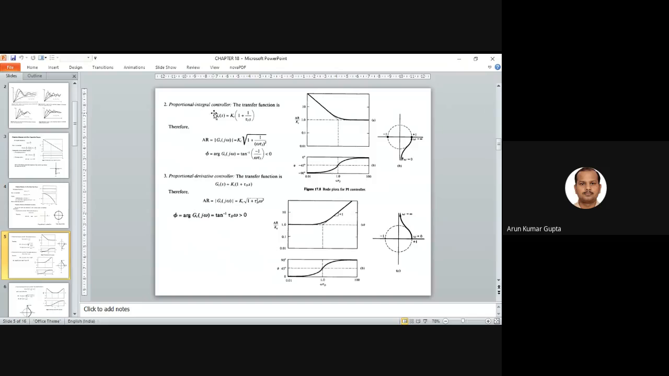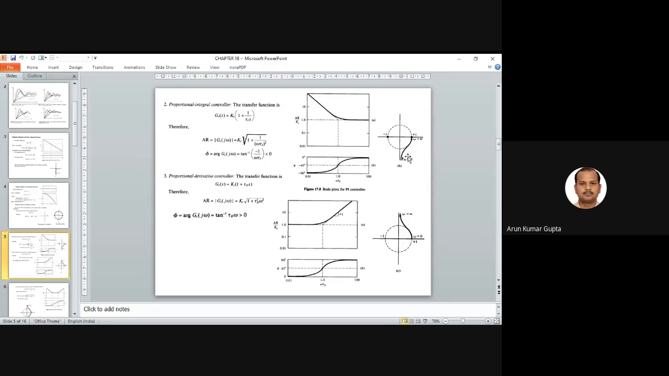Next we have the proportional integral controller. For the proportional integral controller, the amplitude ratio will be given by this and the phase angle will be given by this. So if you take omega equal to 0, let's discuss the amplitude ratio first. As omega is 0, this term is infinite, and when this is infinite, this other term is 0, so this is the only Kc value, right?